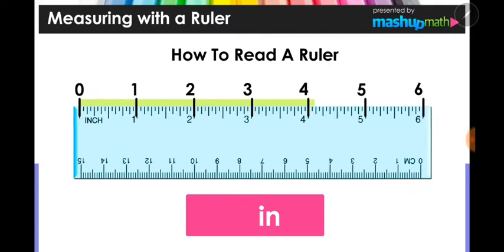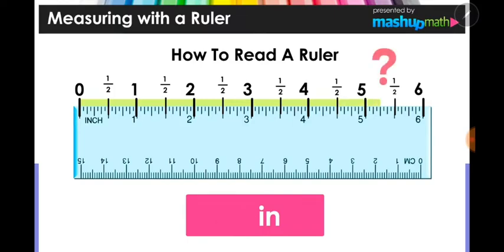But what would happen if we're measuring a distance that falls somewhere in between two of these values? Notice that there is a marking directly in between each 1 inch marker on the ruler. And each of those markings is going to represent 1/2. So in this case, we have a length of 4 1/2 inches.